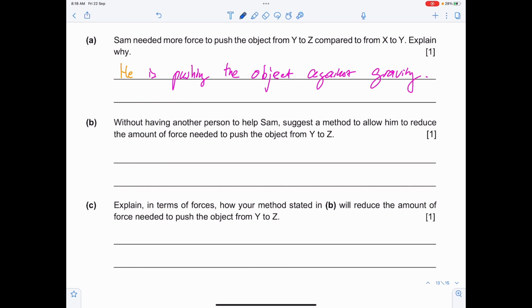So let's pen that down. Apply a lubricant such as oil, on the object. Sorry, underneath the object. Under the object.